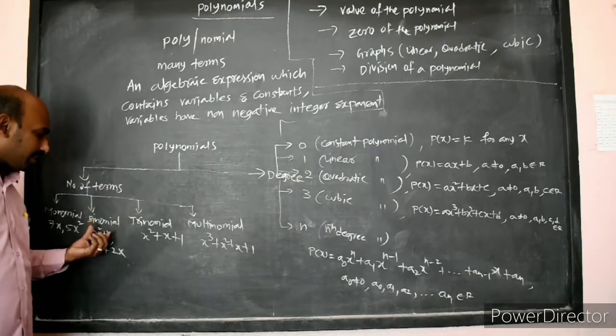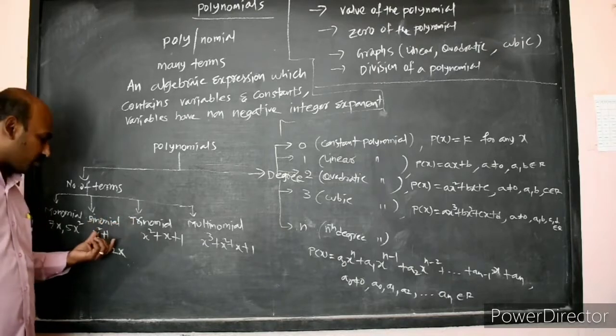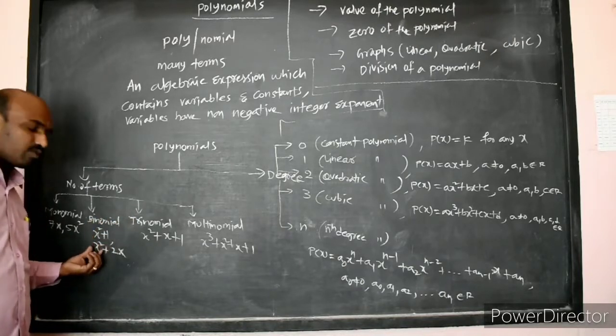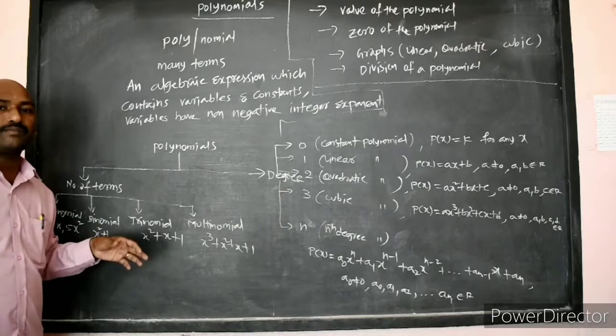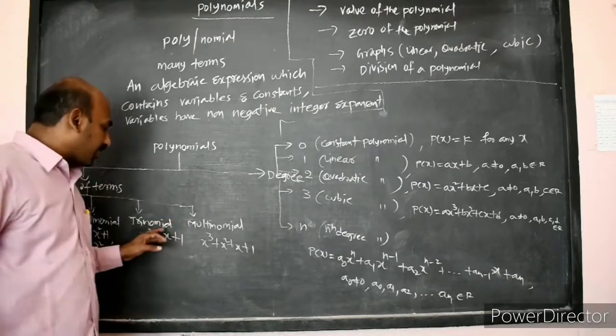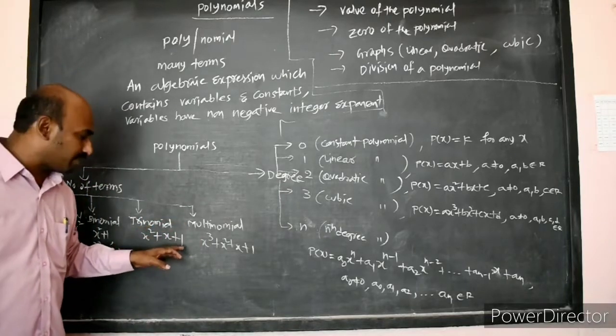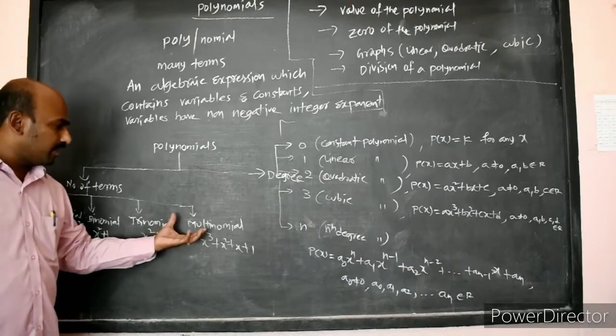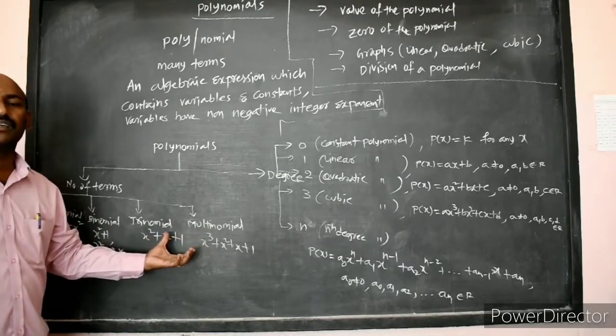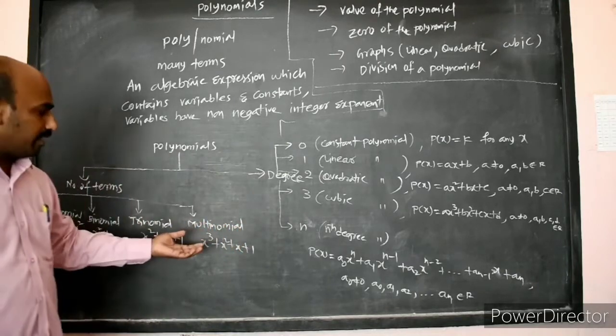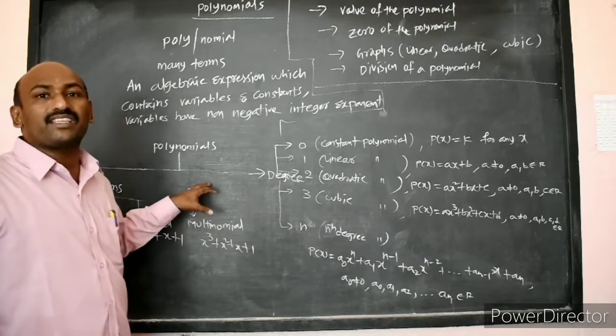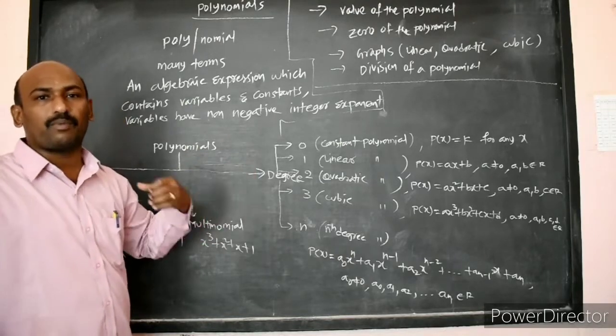If you go to binomial, there are two terms. The number of terms is 2, like x square plus 1 or x square plus 2x. There are only two terms, so we say it is a binomial. Like the trinomial, x square plus x plus 1, there are three terms. If there are more than three terms, then we say it is a multinomial. That is how, based on terms, we can classify the type of polynomial.